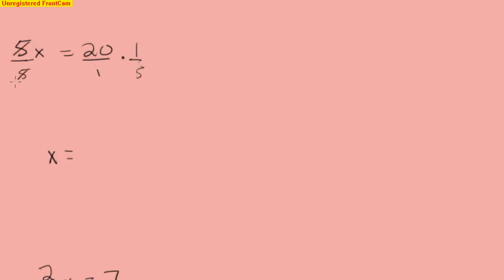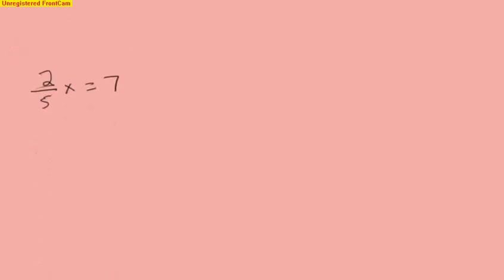So 5 over 5 does not equal 0. It equals 1. Common mistake. 1 times x is x. And what we did to one side, we did to the other here. X equals 4. We knew that to be true just from looking at the original equation.